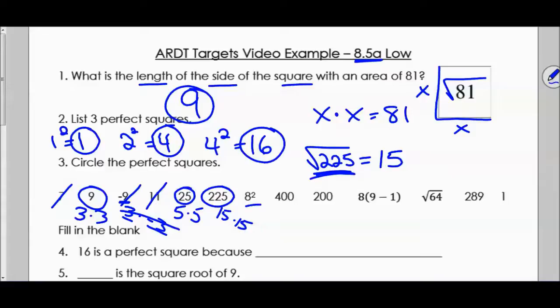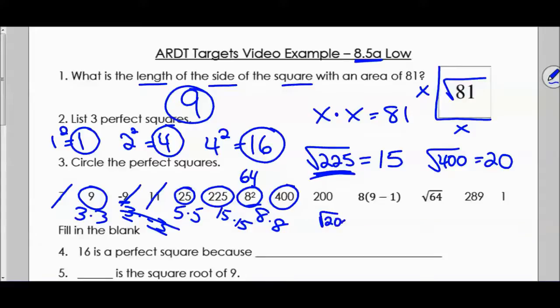Don't even need to figure out what that is. 8 squared. I know that's going to be a perfect square. I know already that that's 8 times 8. It's really 64, which I also know to be a perfect square. The square root of 400 would give us 20. So that's 20 times 20. That's a perfect square. Square root of 200 would give us 14 point something. Doesn't matter. It's not a whole number. I know that's not going to work.